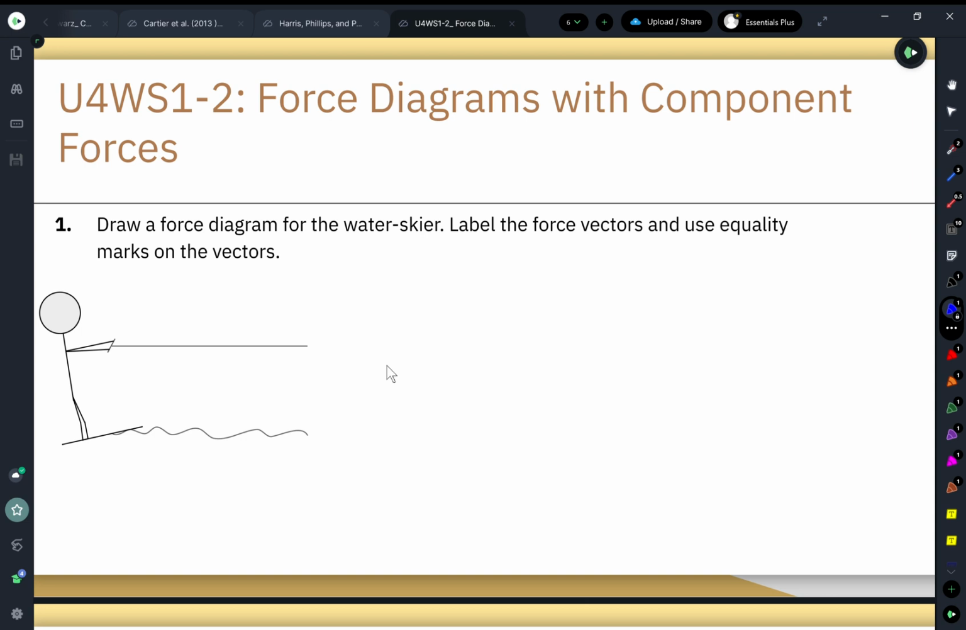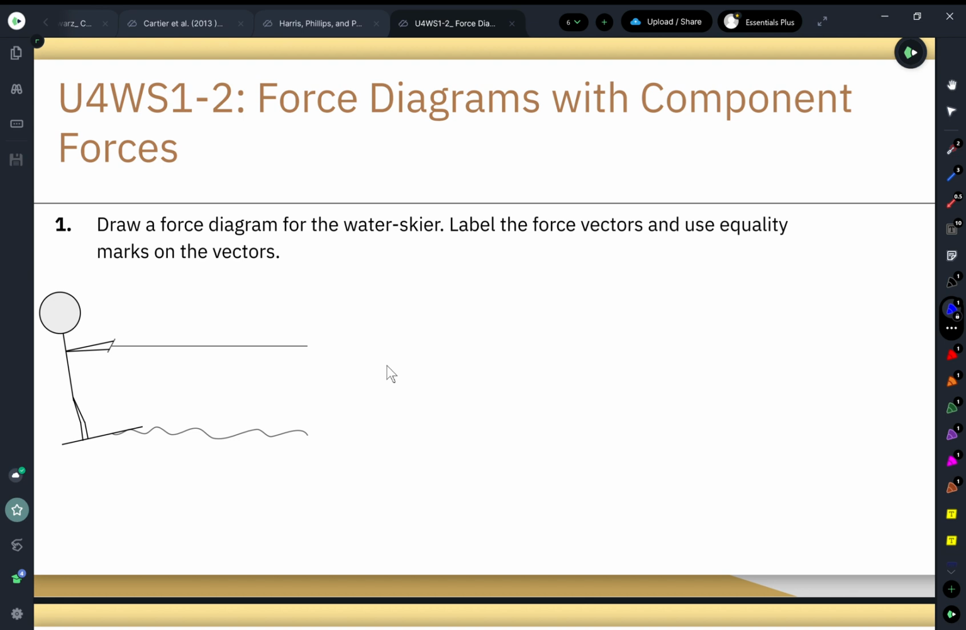Okay, so right now we're going to be drawing a force diagram for the water skier. This is going to be problem 1 on Unit 4, Worksheet 1, Part 2. Draw a force diagram for the water skier. Label the force vectors and use equality marks on the vectors.